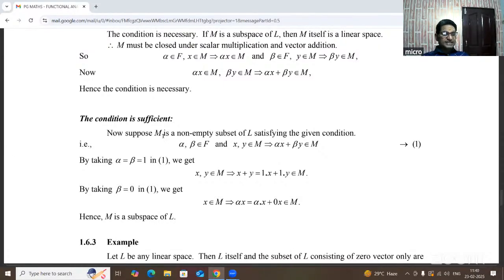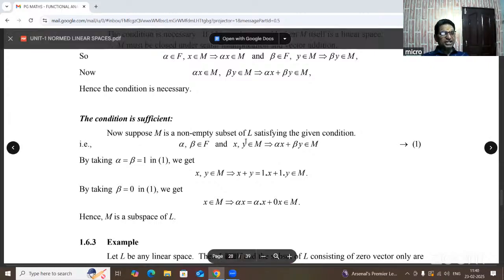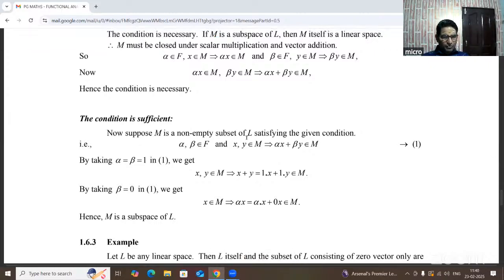Condition is sufficient. Suppose capital M is a non-empty subset of L satisfying the given condition. According to the condition, we are satisfying the linear space. So the condition is alpha x plus beta y belongs to M. This theorem is very important in the final examination. Suppose alpha equals 1, beta equals 1. We get the result x plus y belongs to M, because x and y, both elements, belong to M.